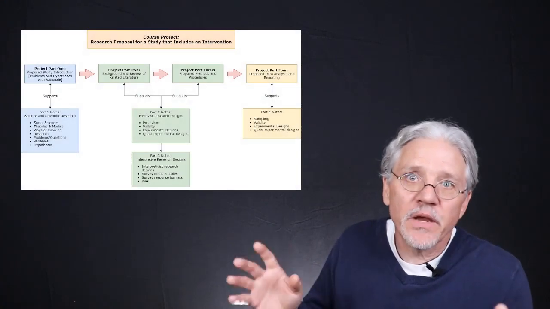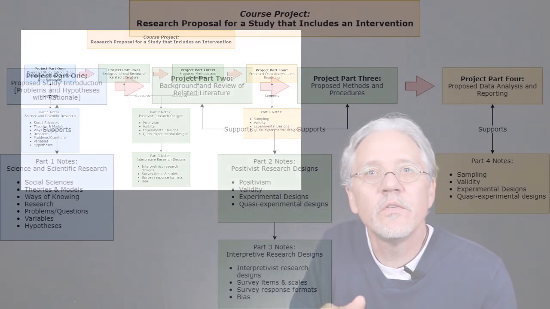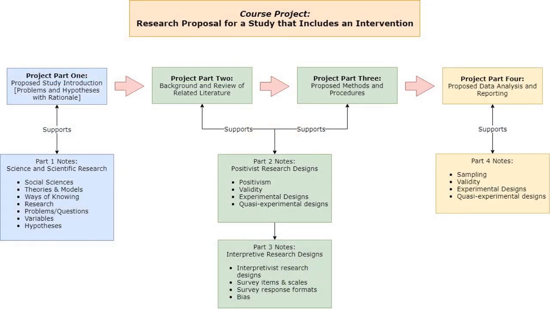Now the second big picture for the course is related to the first, and it just presents the 4 different parts of the course project and how each of those parts of the project relate to the 4 parts of the big picture model that we're following, the other big picture model, where we start with science and scientific research, and we move to positivist designs, and then interpretive designs, and then sampling. So it relates those 4 parts to the 4 parts of the course project.